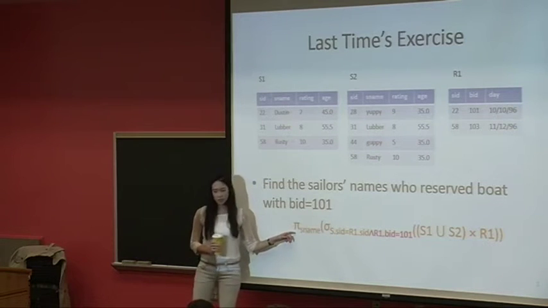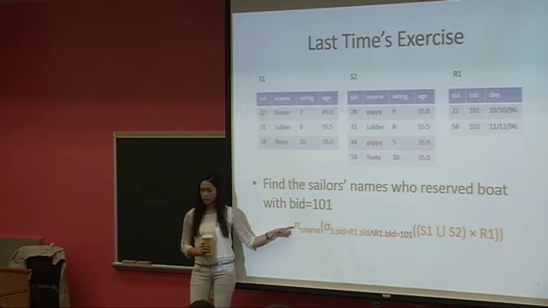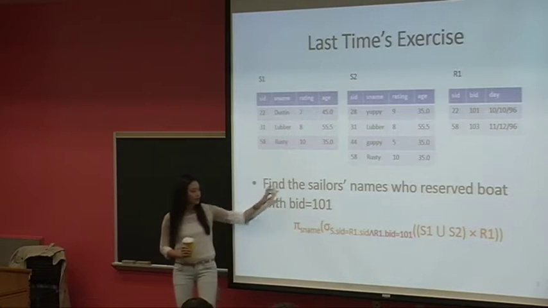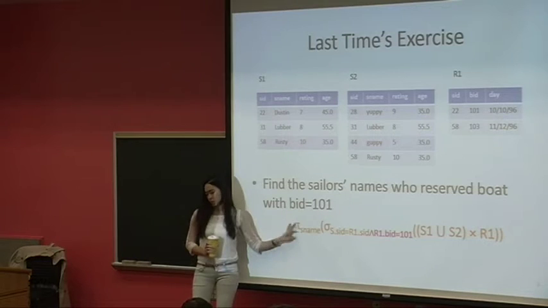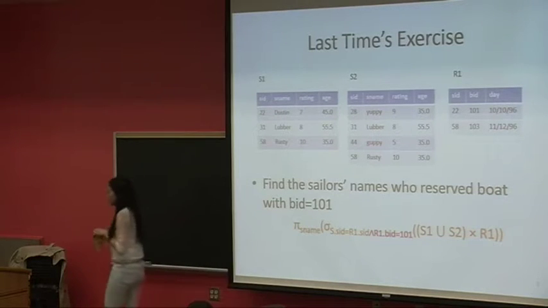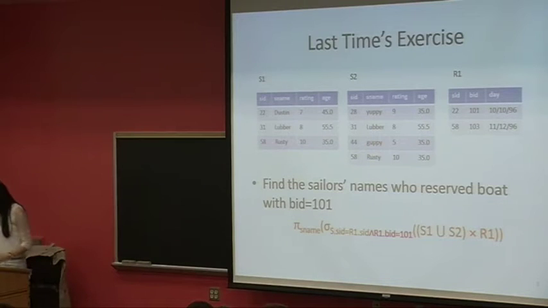So why did we finally do that? Because we asked for the name, right? We find the sailor's name. So you only do projection to return the desired field. So I'll go through the table step by step.